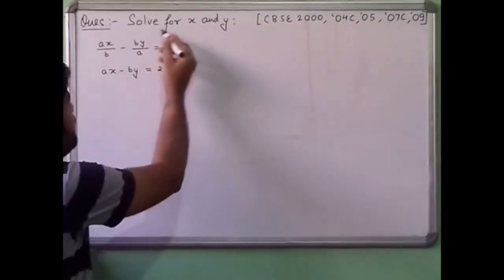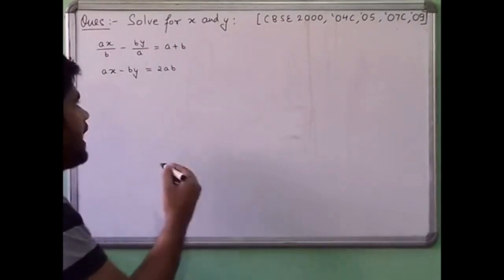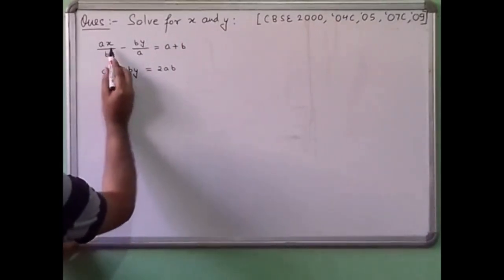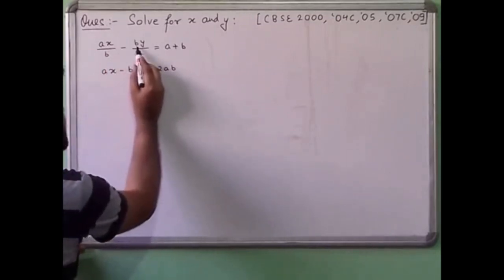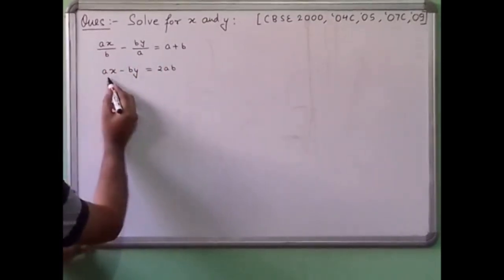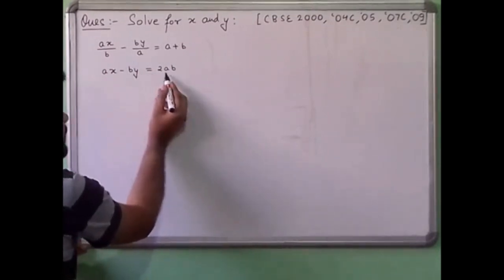Today I will explain you the next type of question. Question is: solve for x and y, where you have been given two linear equations. One is ax upon b minus by upon a equal to a plus b, and another is ax minus by is equal to 2ab.